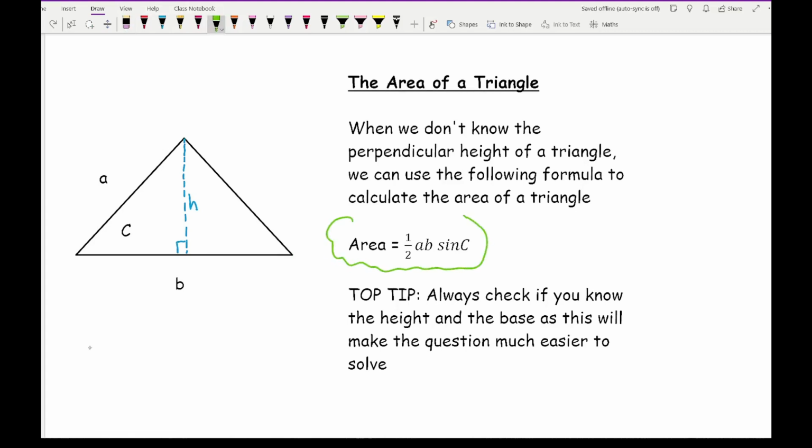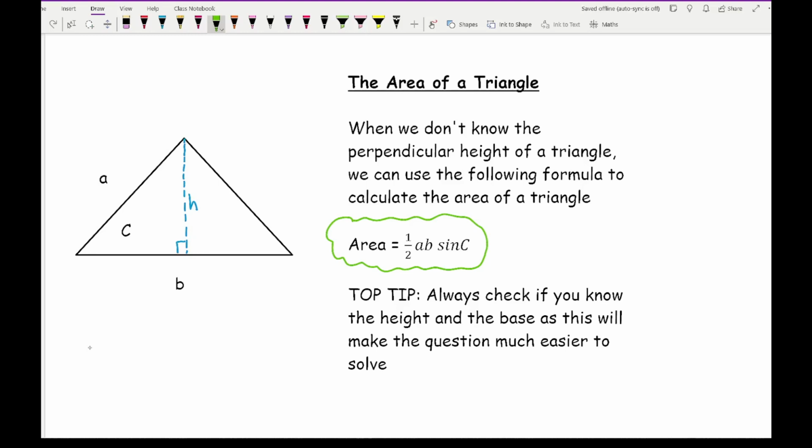And again, this formula will be given to you in your exam paper. Now, a good top tip is to always check to make sure you have got the height, because what you don't want to do is, once you know a complicated formula to work out the area of a triangle, automatically think that you have to use this formula. Depending on where the question is and the type of question, there'll be circumstances where you can just use base times height divided by 2, but there'll also be times where you have to use this trigonometric formula for the area of a triangle.